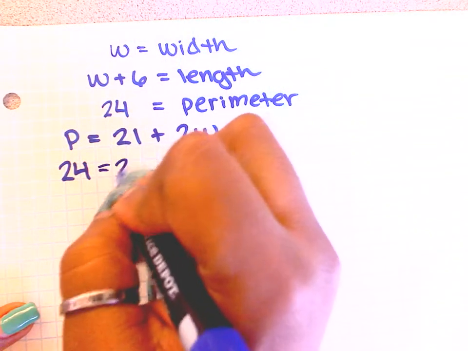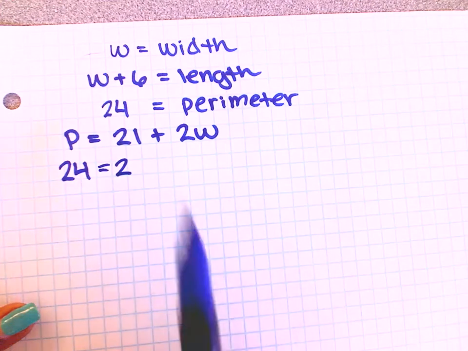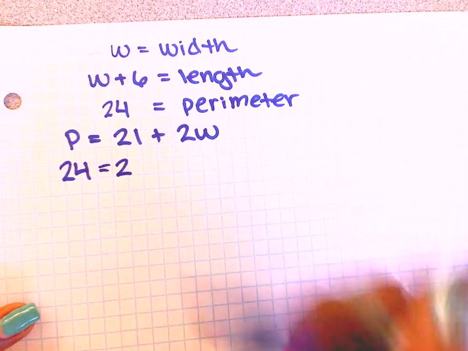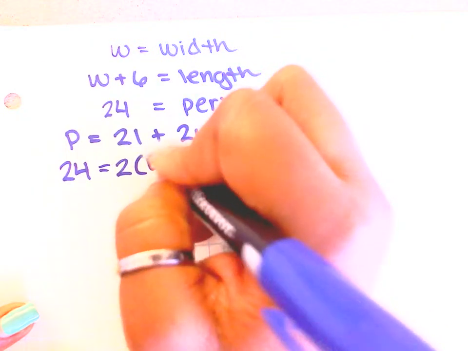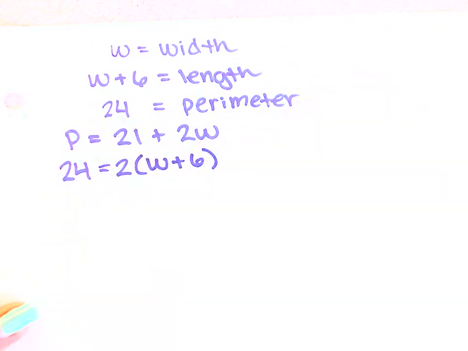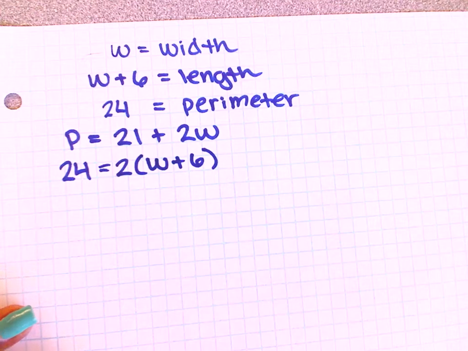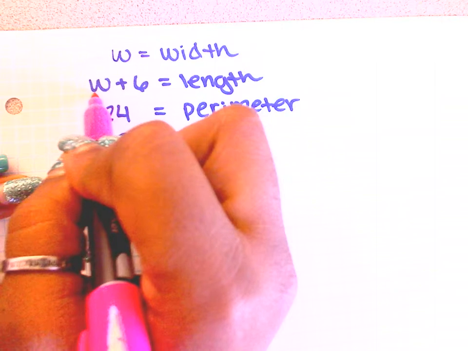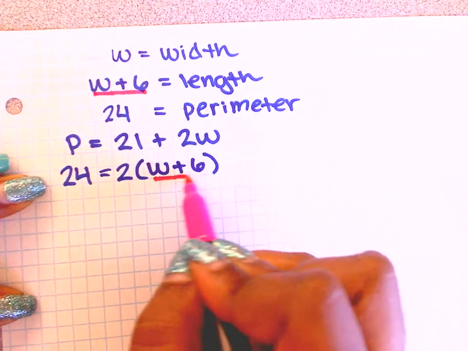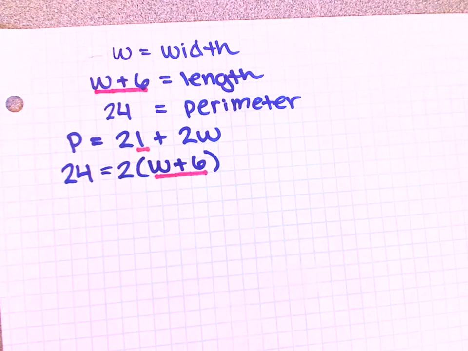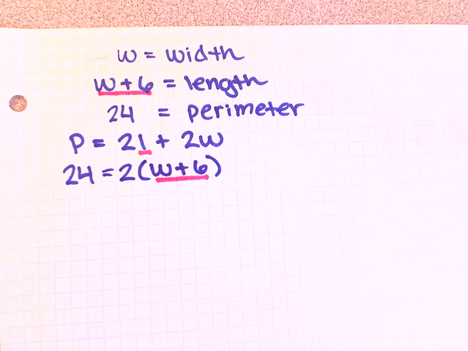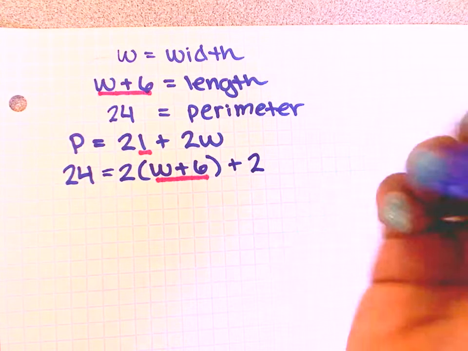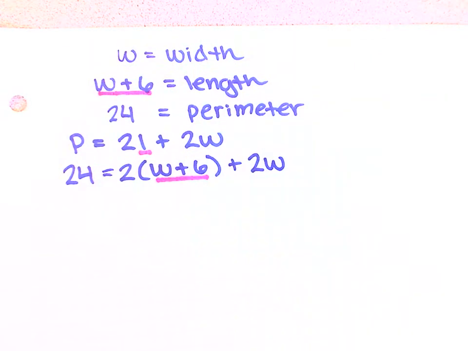Equals 2 times length. Let's look back here. What is length? W plus 6. 2 times the quantity of W plus 6. I just plug that straight in. So again, where did I get that from? You can see right here, length is W plus 6. I plug that in right there where the length is. Color code to help you. Plus 2 times the width. Well, width is W, so I'm good.